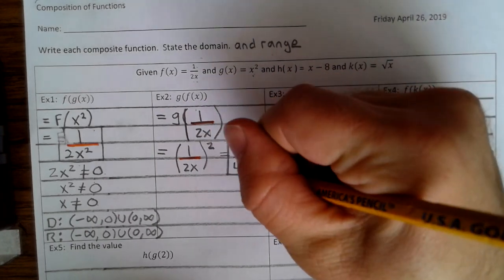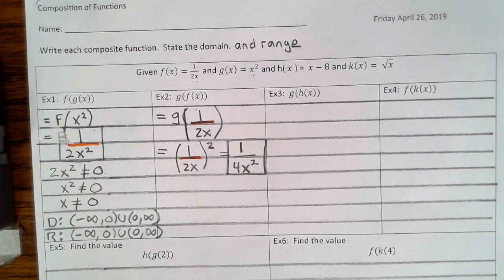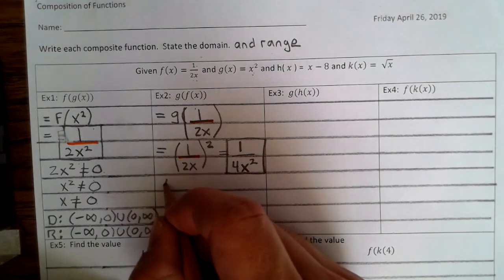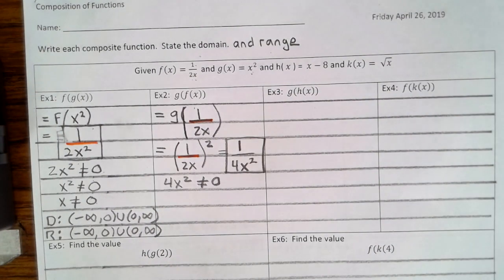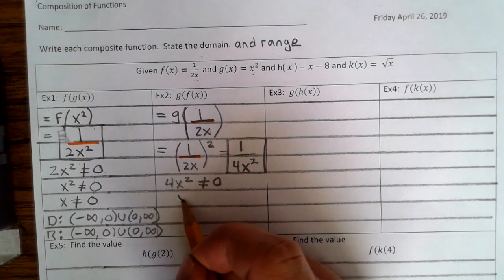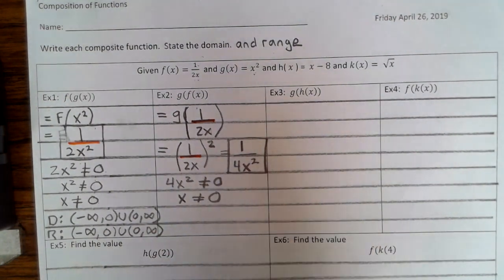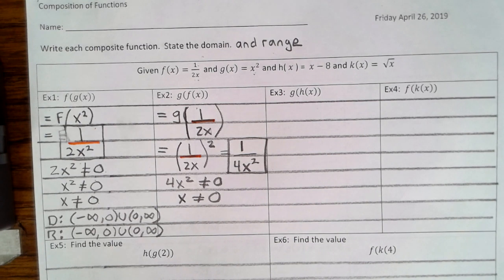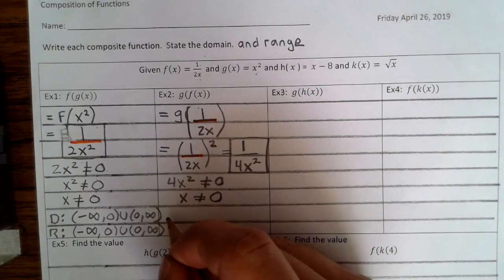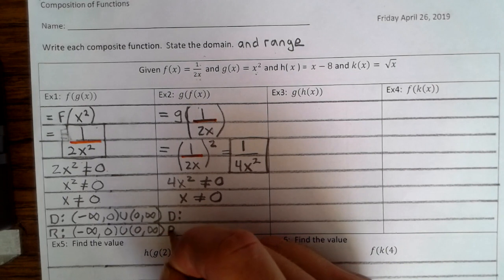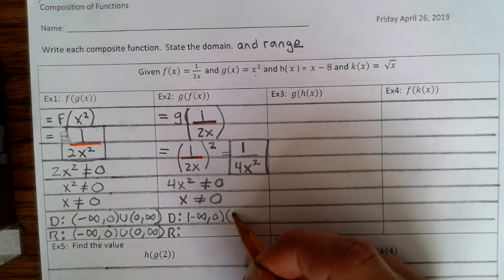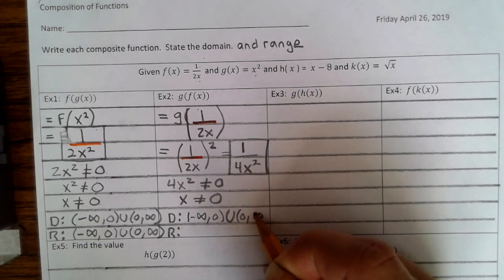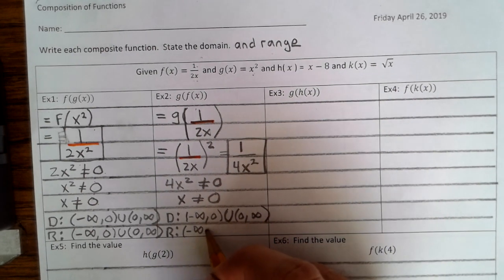Now, we again set 4x squared not equal to 0. Well, we know when you divide by 4 and take the square root, x does not equal 0. Then the domain and range: negative infinity to 0 or 0 to infinity. And the same thing with the range. So negative infinity to 0 or 0 to infinity.